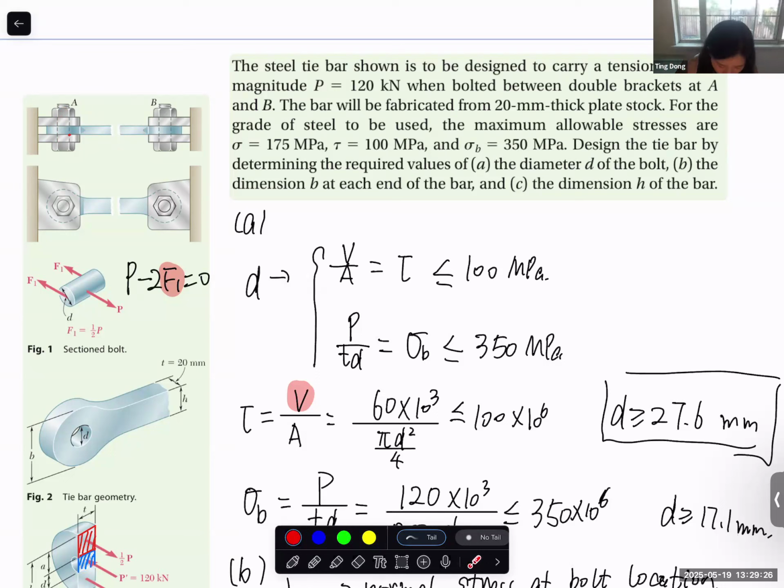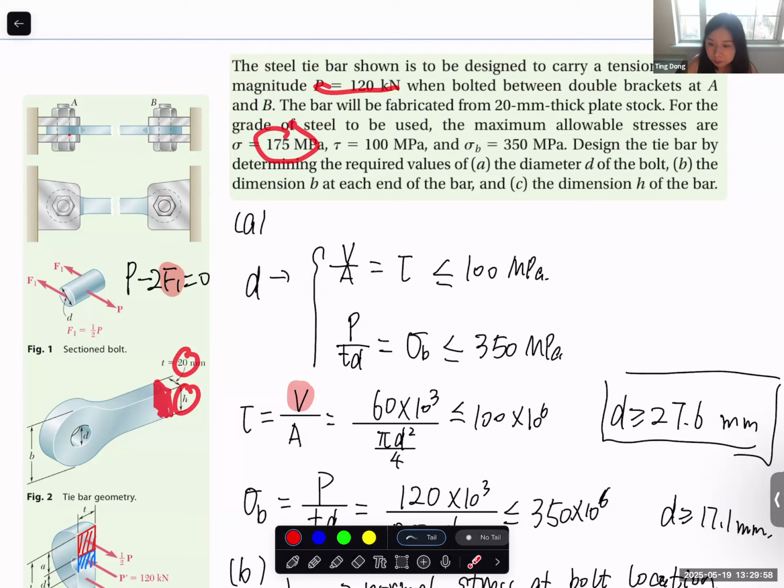So now we know that for this structure, this steel tie bar, it's only tensile force, and we need to calculate what is the normal stress generated in this cross section, which is equal to 20 times h. And of course, the internal tensile force should be 120 kilonewton. And this one should be lower than 175. This is how we determine h. Makes sense or not?